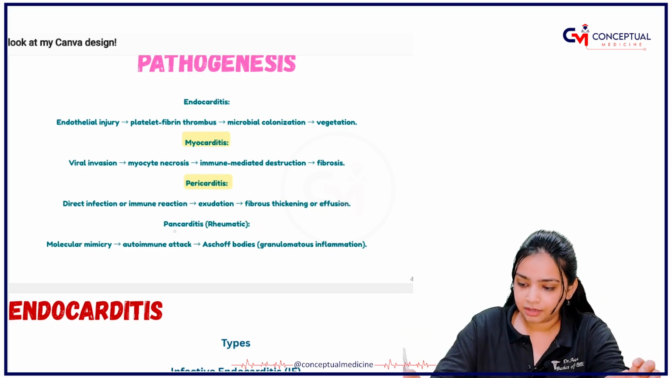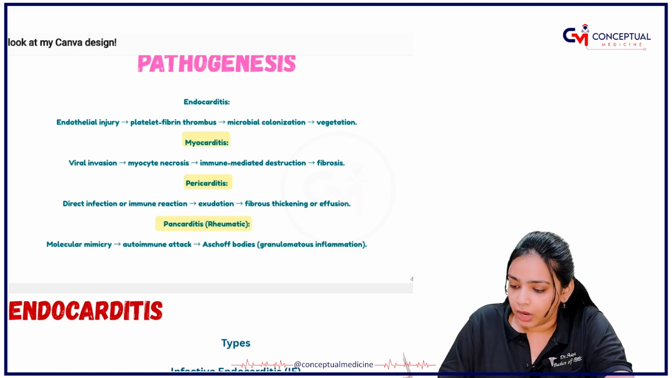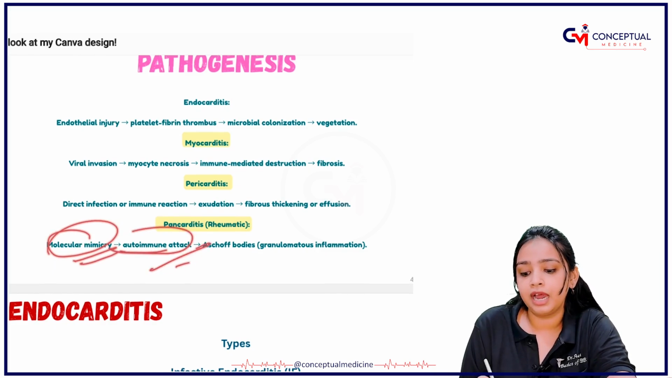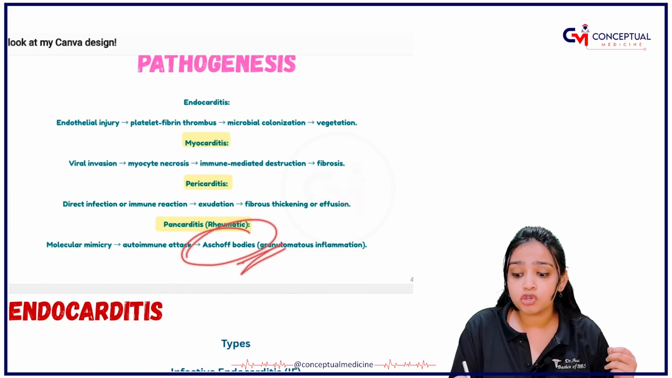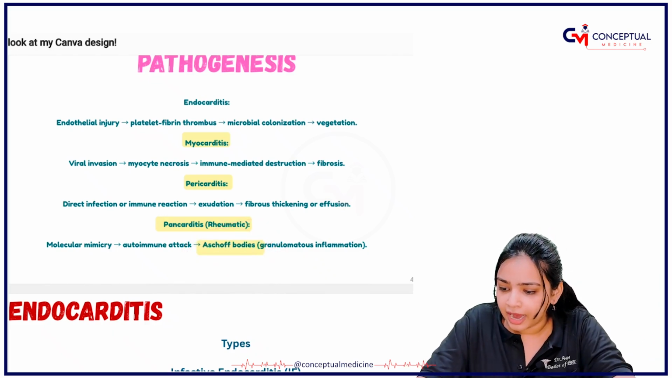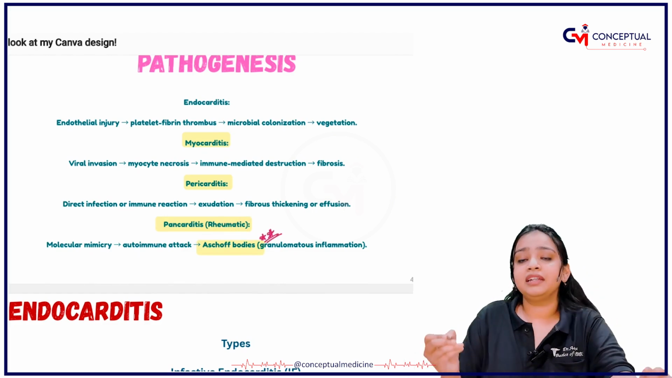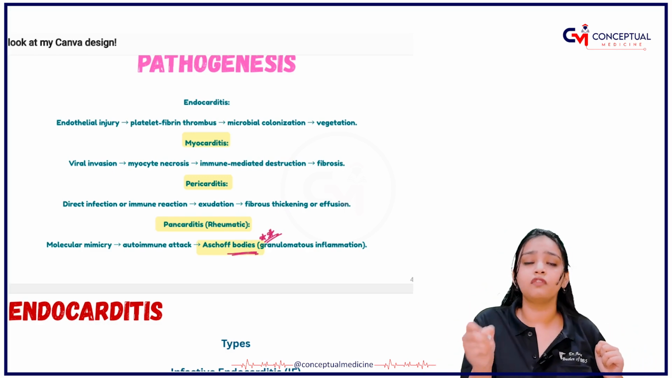Now next you have is the pancarditis, also called as the rheumatic one. Now in the rheumatic one, what is happening? There is a molecular mimicry which is occurring. After that, the autoimmune system will attack and there will be Aschoff bodies. This is so important, guys, that if the person is asking you about the rheumatic conditions, then the very first thing that you have to mention is the Aschoff body.